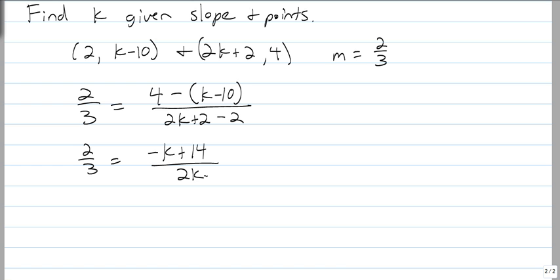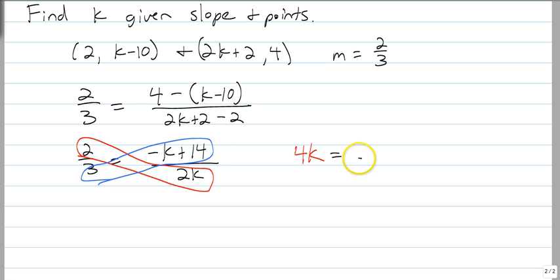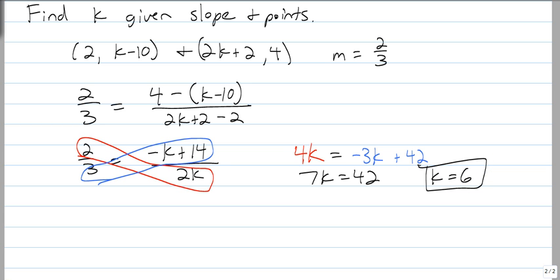Now what you can do is cross multiply and solve. If you guys remember, when you have two fractions equal to each other, you can cross multiply them. So this becomes 4k equals, and then we cross multiply these. Remember to distribute the 3, so it becomes negative 3k plus 42. So we add 3k, so we get 7k is equal to 42. So my k value is equal to 6. Okay, so that is the slope and finding k.